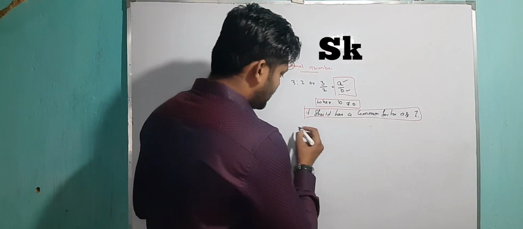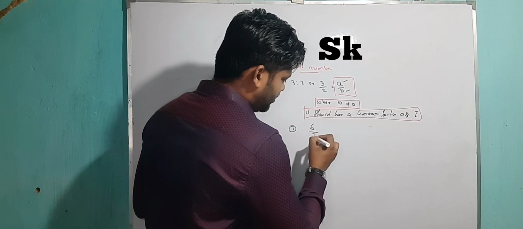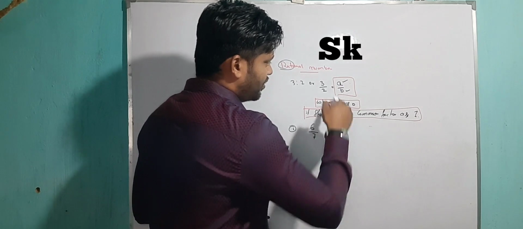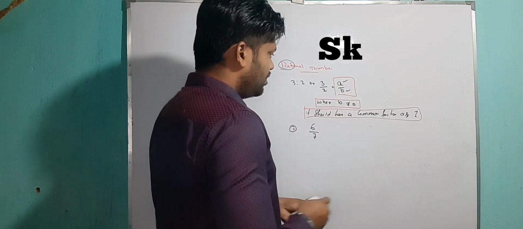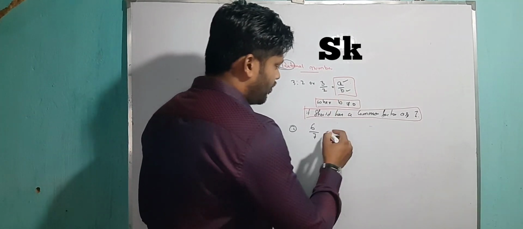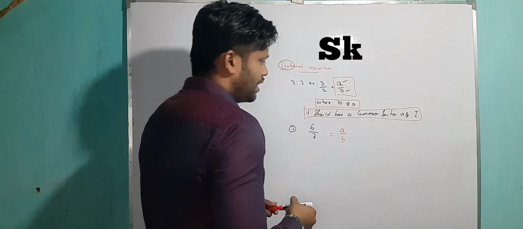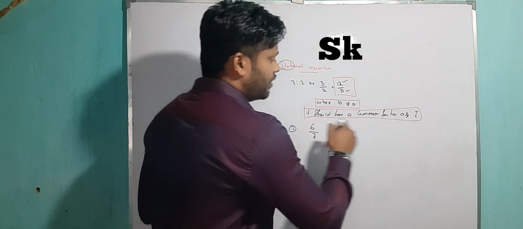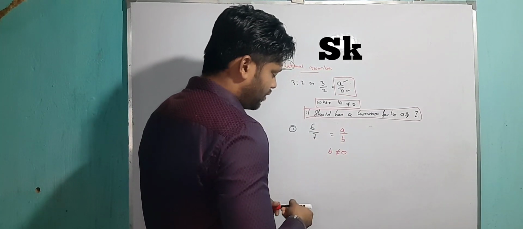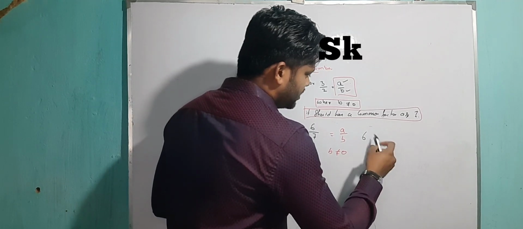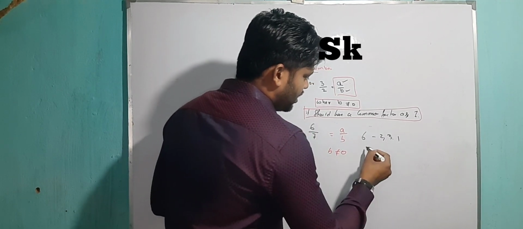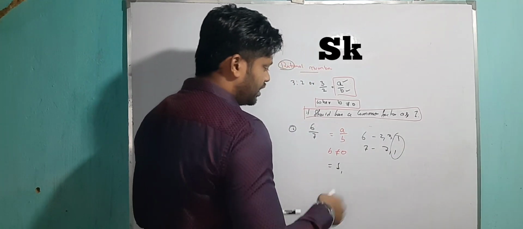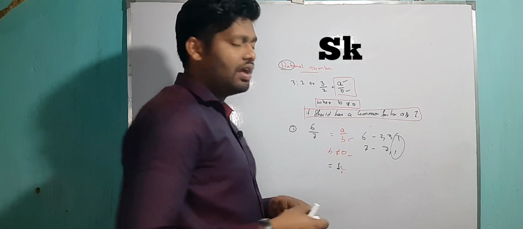For example, if I'm having 6 by 7, tell me whether it's a rational number or not. The first condition is satisfied: yes, it is in the form of a by b. And b is not equal to 0, right, so the second is satisfied. Third, when you take out the factors of 6 and 7, the factors of 6 are 2, 3, 1, and of 7 are 7, 1. So what is the common thing? Sir, 1. The common factor is 1. So the 3 conditions are satisfied, so it's a rational number.